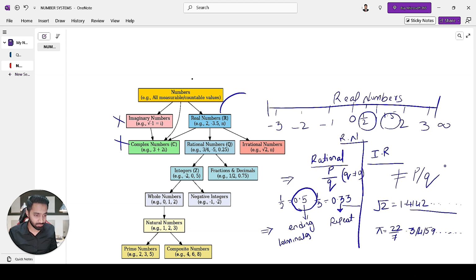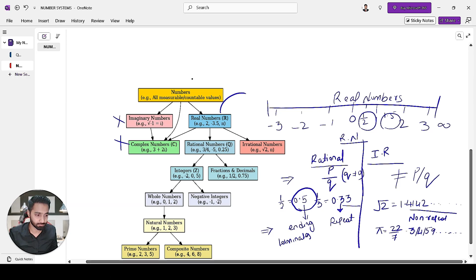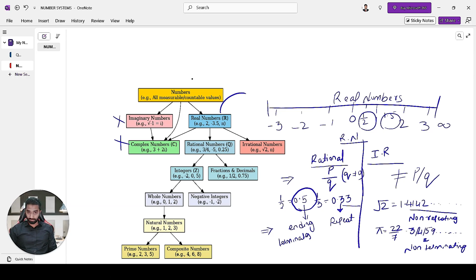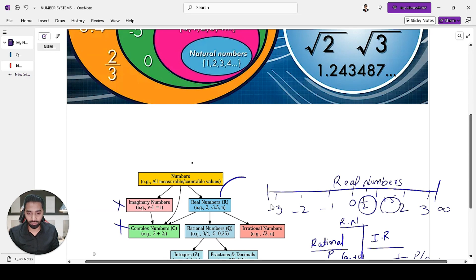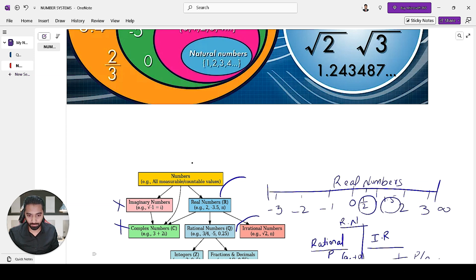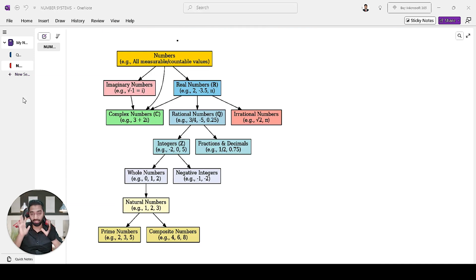Okay. So if you see, these are non-repeating and non-ending, non-terminating, you can call it as. Clear? That's it. As simple as that. Now you can eliminate irrational numbers also. Irrational numbers are done. Okay.